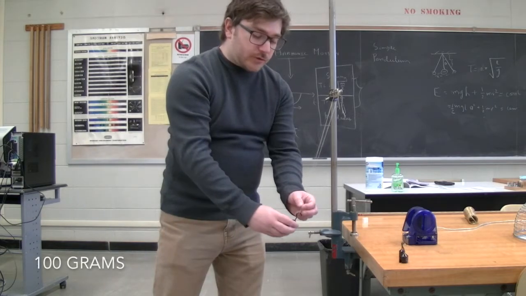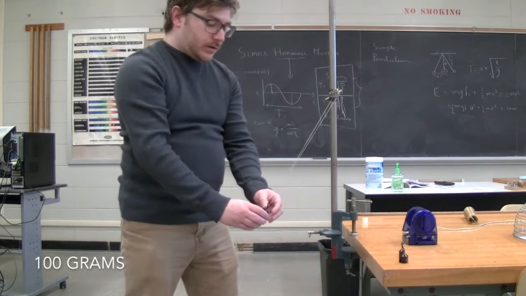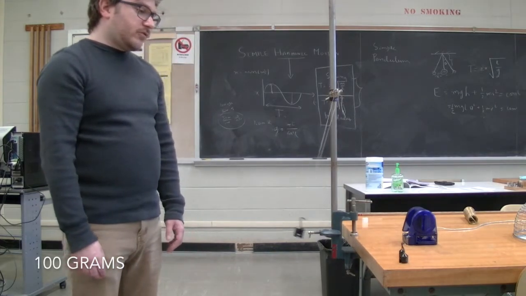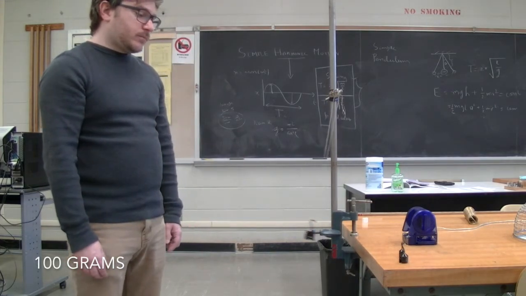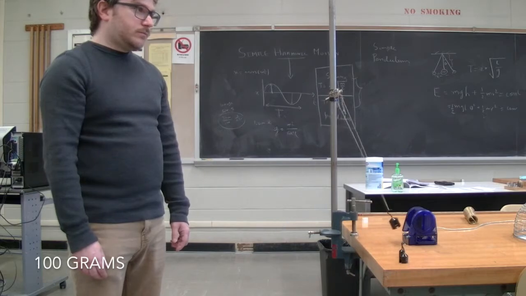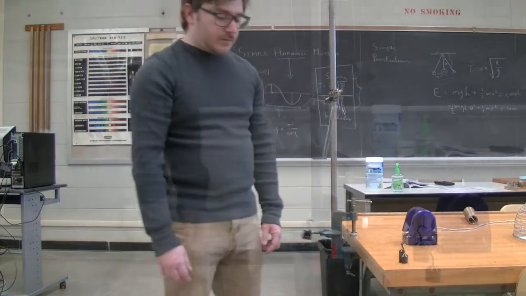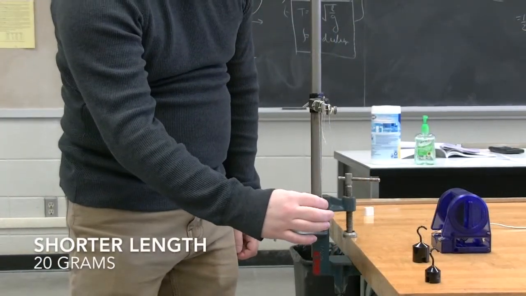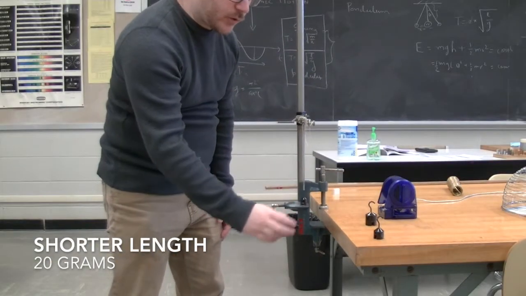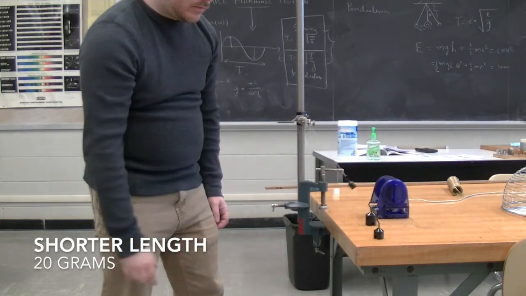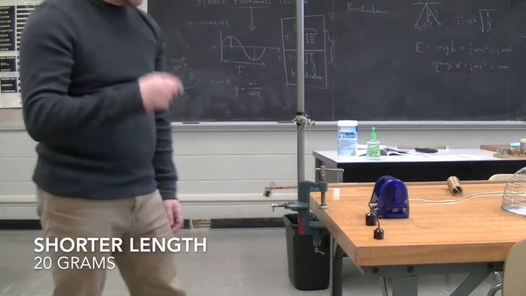Okay, now we're at 100 grams, same length. We're going to pull it back a little bit and let it run, and then start the sensor now. And you should be able to determine the period from all of these. Okay, so I've shortened the length of the pendulum, and I've put the first mass of 20 grams back on. We're going to measure the period now. Pull it back, let it settle, and record.